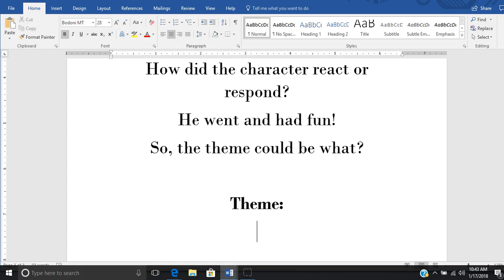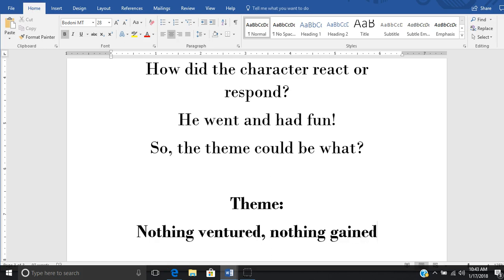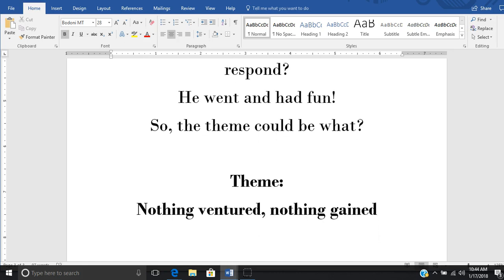Well, there are some options. There is an old saying, an adage, remember that would be a piece of advice, that is said like this: nothing ventured, nothing gained. That would most certainly fit as the theme here, because if he had not traveled to Buenos Aires, he would not have had fun and learned about the other culture. So nothing ventured means nothing chanced. And it's saying if you have put nothing to chance, then you're not going to gain anything in return. So that would be one possible theme for this story.